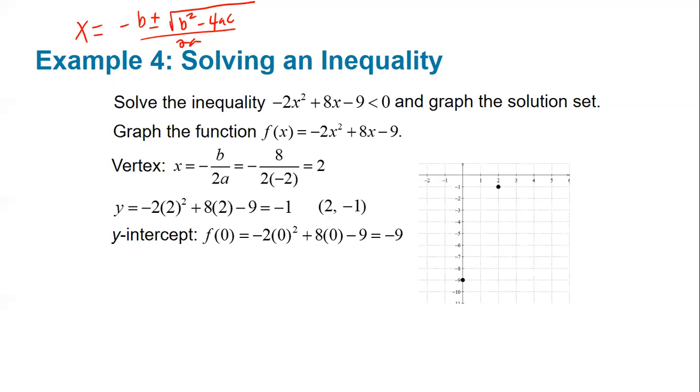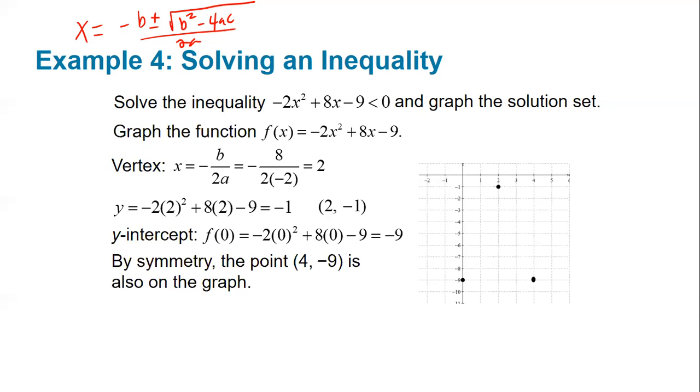So notice how I graph my vertex and my intercept. And I'm going to use my axis of symmetry to reflect my intercept. So if I'm at 0, -9, and my vertex is at 2, -1, then by symmetry, my other point's at 4, -9. And now I'm going to connect those points. That's because the quadratic formula told me that my x-intercepts were imaginary. Does that make sense?